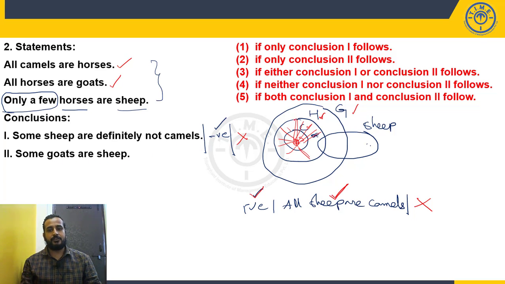Now, some goats are sheep. It is a positive conclusion and a definite conclusion. So we can decide directly through the basic diagram. No need to draw any other alternate diagrams. Some goats are sheep. Yes, this part of the goats are sheep. So it is true. So the second conclusion is true. So one does not follow but two follows. So only two follows. Choice 2.